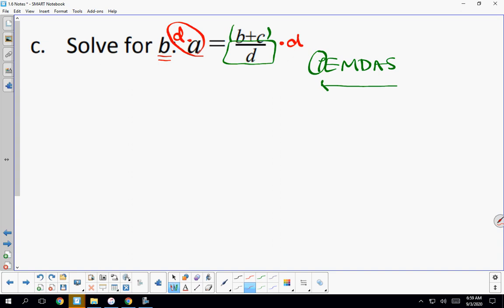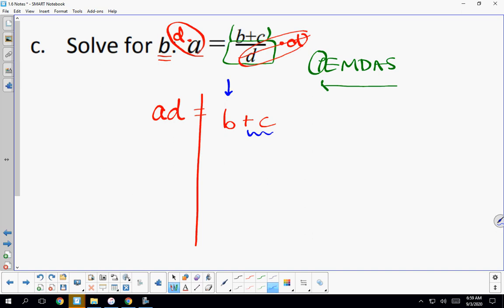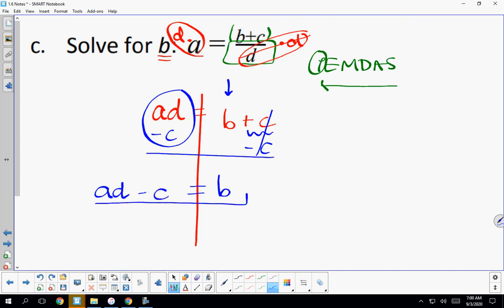So A times D, or D times A, is A times D. On this side, we can do D divided by D, which turns into 1, and I'm just left with B plus C. Again, the problem says solve for B, so I'm trying to isolate the B. So this is the guy I need to get rid of. The opposite of plus C is minus C. So C minus C cancels. And AD minus C is AD minus C.